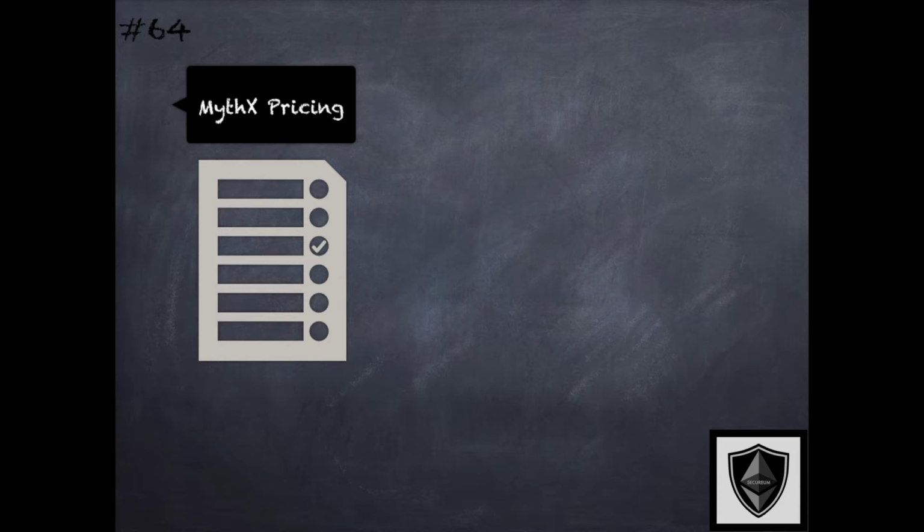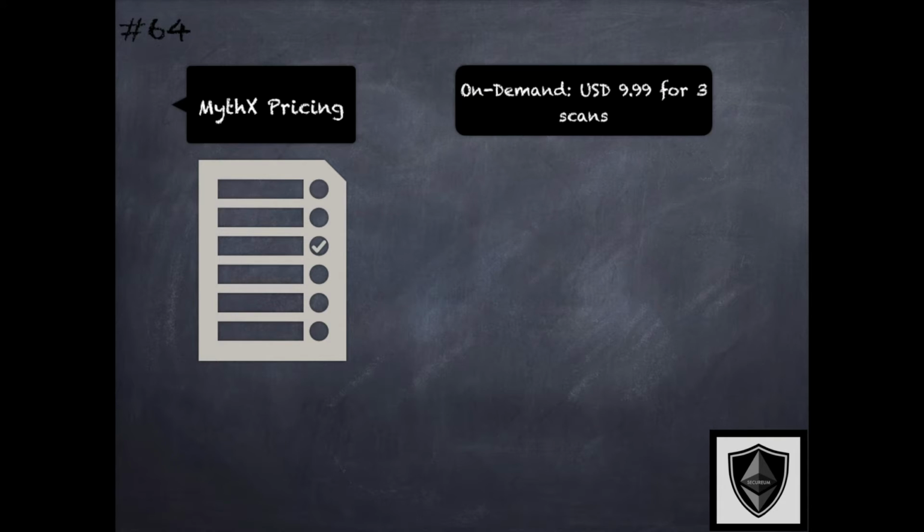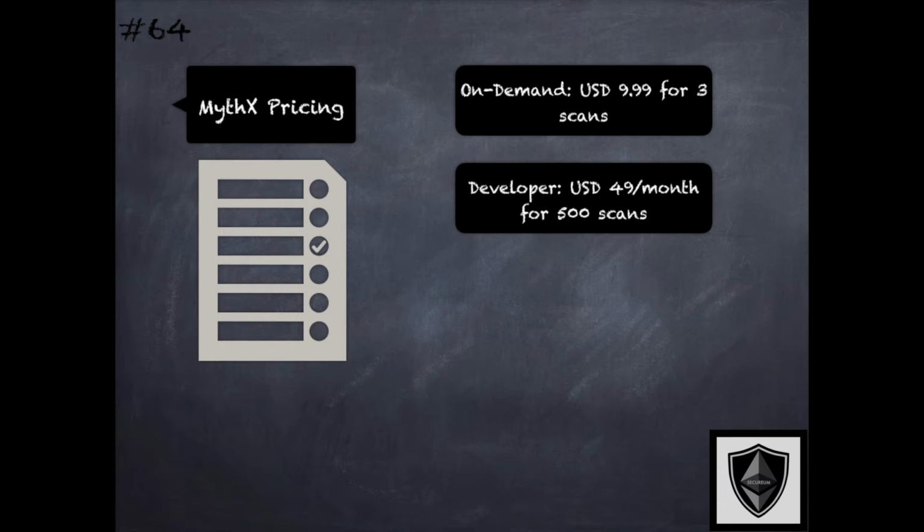As for pricing, Mythex has 4 pricing plans. The first one is an on-demand pricing plan that costs $9.99 for 3 scans. And all 3 scan modes, quick, standard and deep, are available as part of this plan. The second pricing plan is a developer plan that costs $49 a month. This gives access to quick and standard scan modes only, and it allows 500 scans a month.